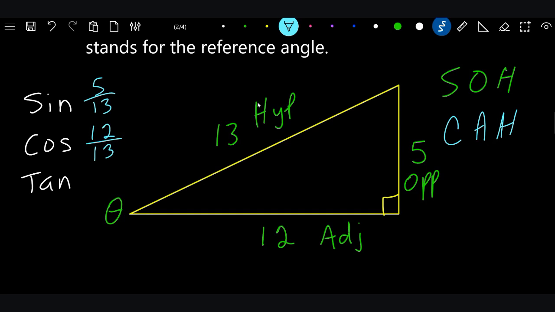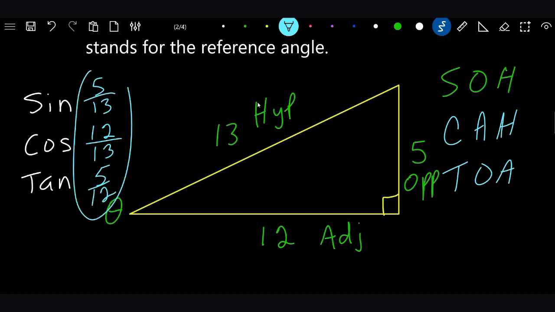And then we do the last one, tangent. So TOA, T-O-A. Tangent means opposite over adjacent. So what's the opposite? 5. And what's the adjacent? 12. 5 over 12. So there's your three functions of this right triangle. Sine, 5 over 13. Cosine, 12 over 13. Tangent, 5 over 12.